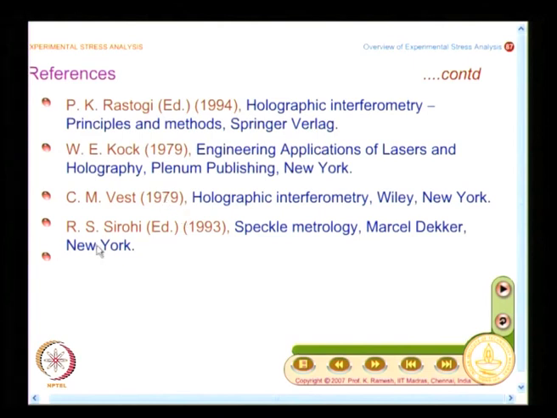And finally, you have a book on speckle metrology. They are a group of interferometric techniques. You have holography followed by speckle, and you have a book by R. S. Sirohi. He had a very good lab at IIT Madras, and several of his students have made significant contributions in the area of speckle metrology, and we need to be proud of that.